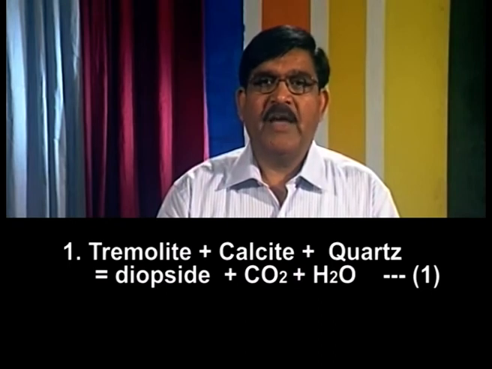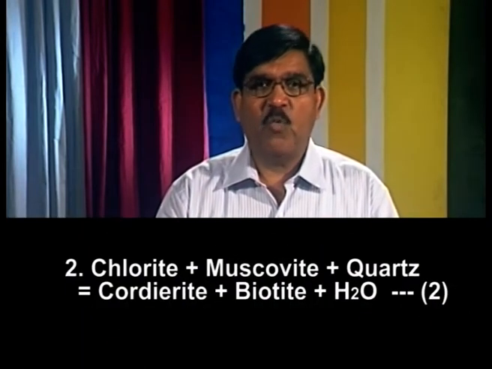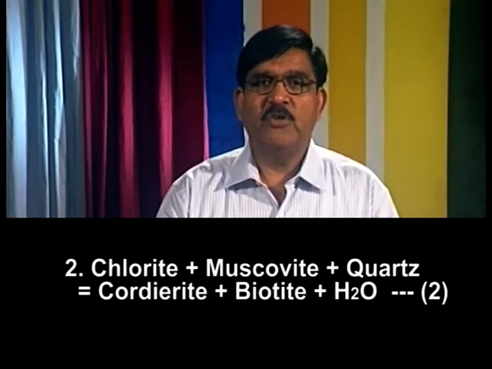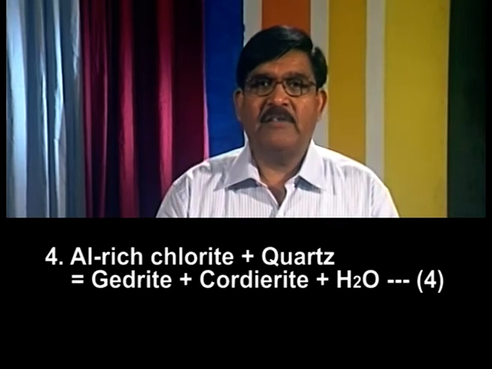First reaction: tremolite plus calcite plus quartz gives rise to diopside plus CO2 plus water. Second reaction: chlorite plus muscovite plus quartz gives rise to cordierite plus biotite plus water. Third reaction: chlorite plus andalusite plus quartz gives rise to cordierite plus water. Fourth reaction: Al-rich chlorite plus quartz gives rise to gedrite plus cordierite plus water.